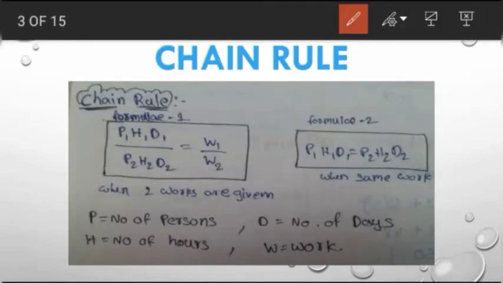Chain rule formula. See here, P1 H1 D1 by P2 H2 D2 equals W1 by W2, where P is number of persons, H is number of hours, D is number of days, and W is work. And for formula 2, if different works are given, then we have to use the first formula. If same work is given, then we have to use this formula: P1 H1 D1 equals P2 H2 D2.